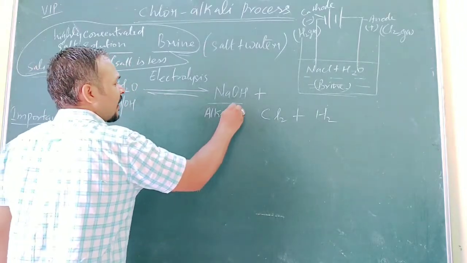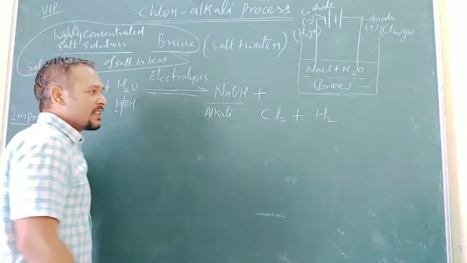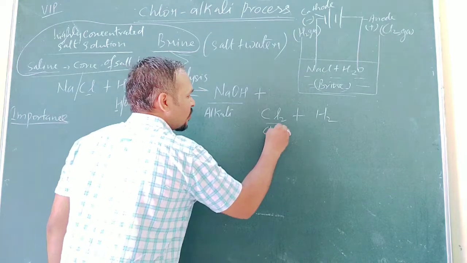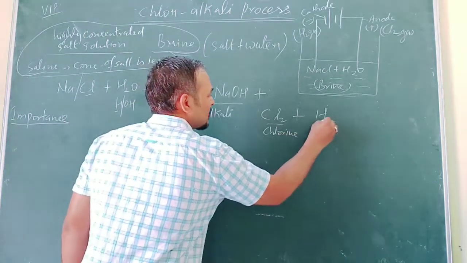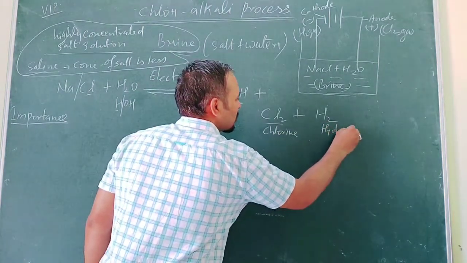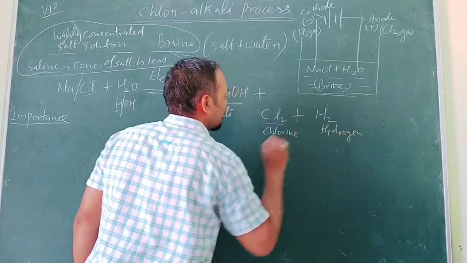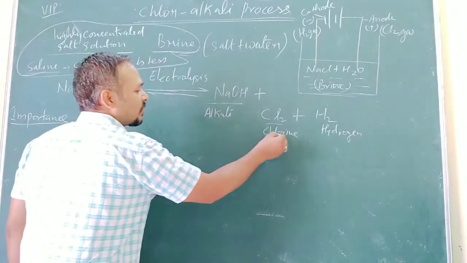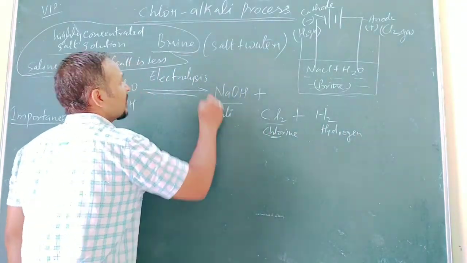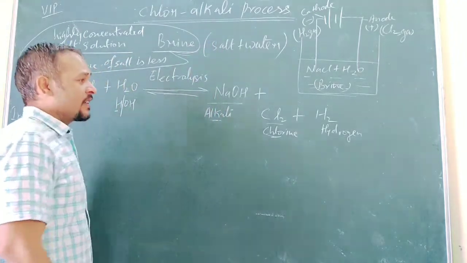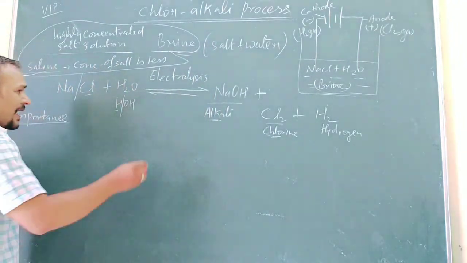This is alkali. Sodium hydroxide is alkali, and this is chlorine which is formed, and this is hydrogen which is formed in this process, right? So this is why it is called chlor-alkali process, right?